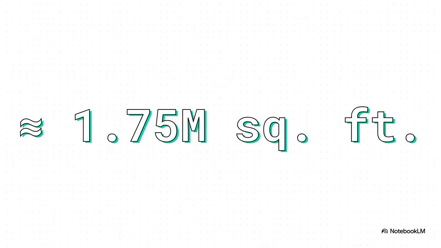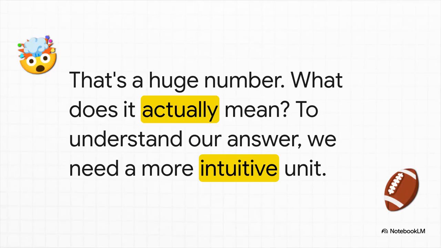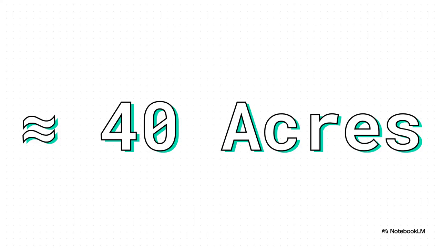Pretty incredible. But come on, let's be real. 1.75 million square feet, that's a massive number. It's kind of hard to wrap your head around what that actually looks like. Is that big? Is it huge? To really get a feel for our answer, we need to put it into units we can actually picture. And there you have it. It comes out to about 40 acres. Now that is something we can understand. Just for perspective, an American football field is a little over 1 acre. So we're talking about a lake that's the size of almost 40 football fields. Now we can really feel the scale of this place.